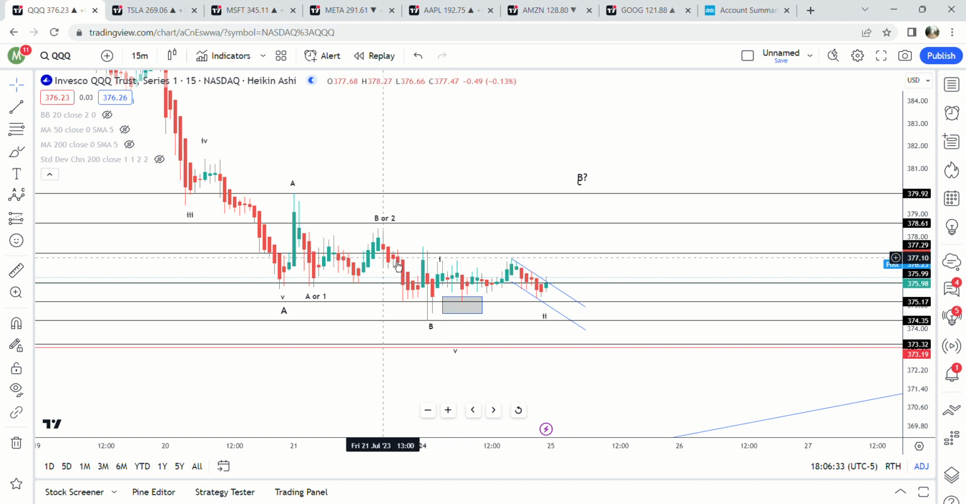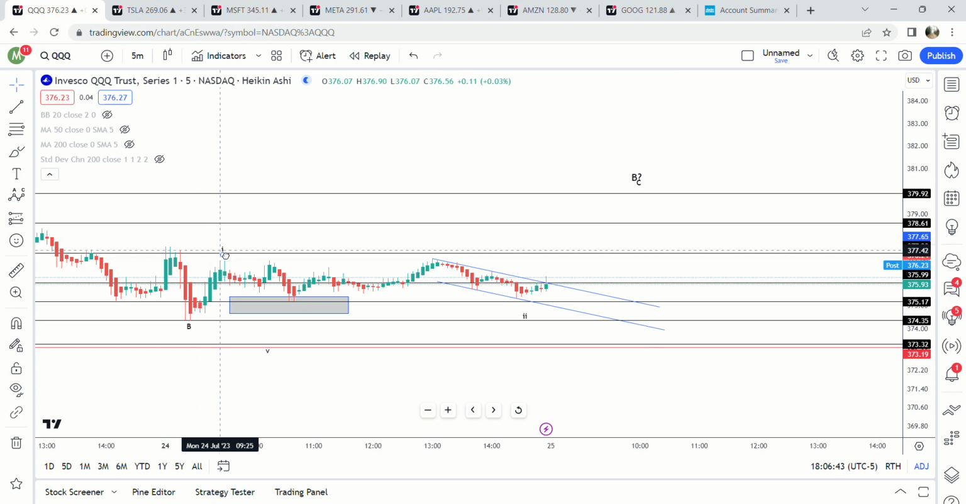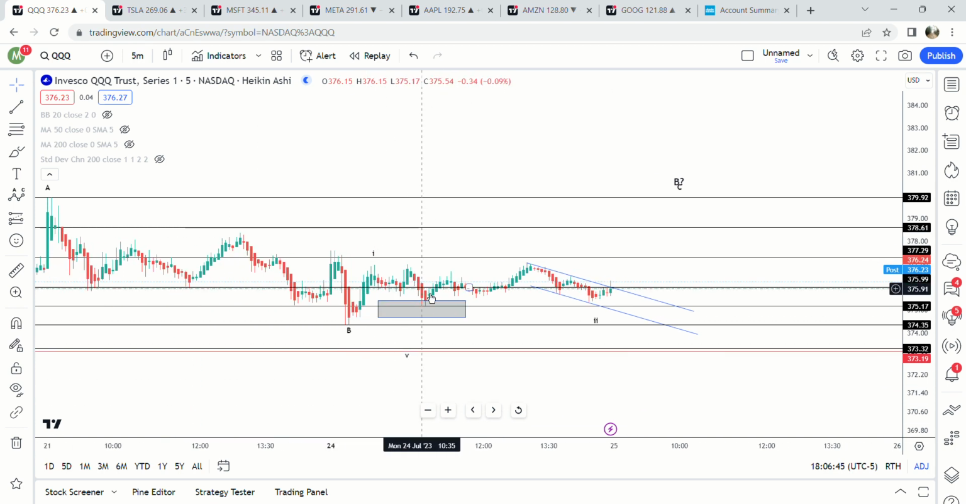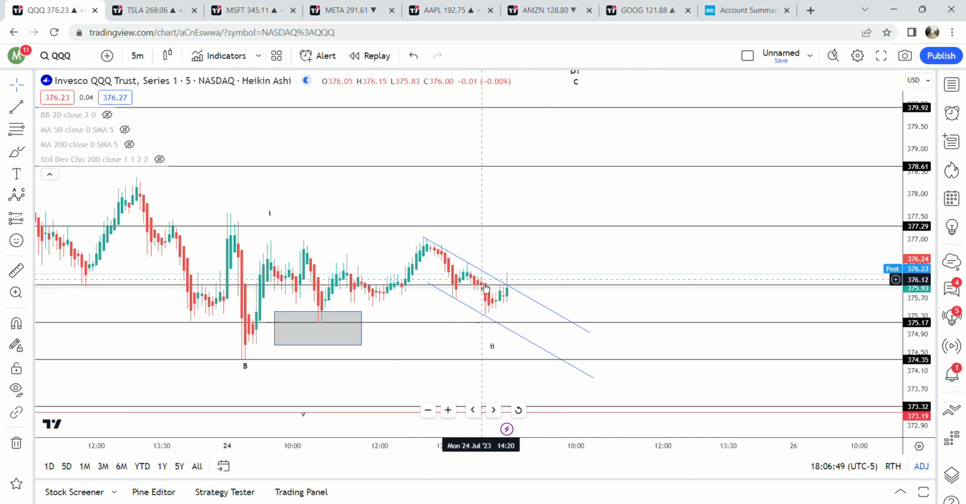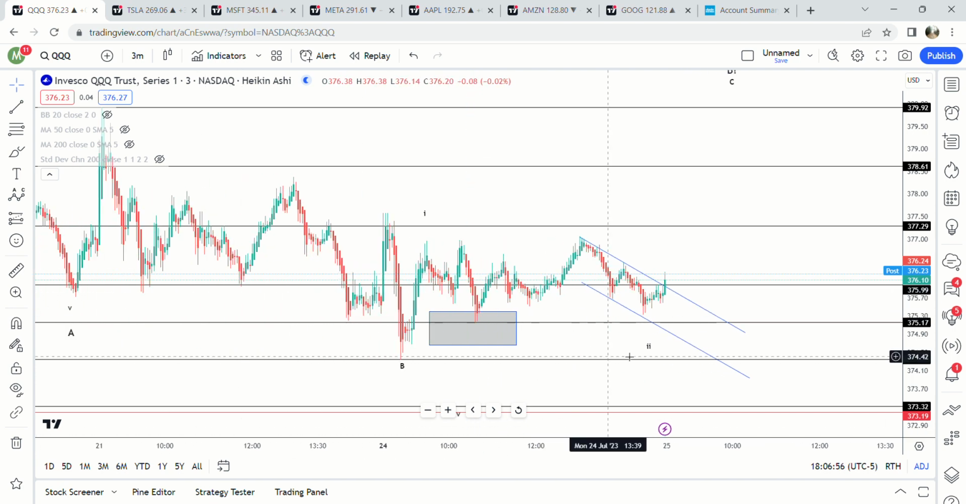And then we get this move back into here. Kind of confirms that this is a B wave. And then we get this move right here, which to me looks like a 5-wave move. And then we get another chop for a while and a move down here. And I think that this move might be finished right here, down here to the bottom.